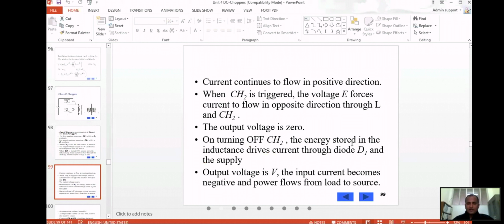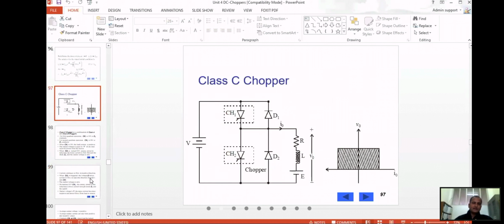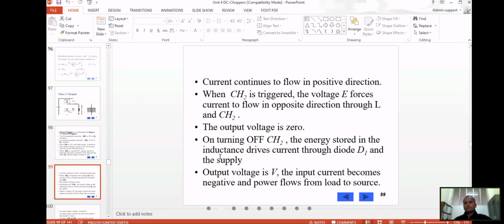So when the chopper CH2 is triggered, the voltage E forces the current to flow in the opposite direction through L and CH2. So when this is conducting, it will try to flow in the opposite direction. The output voltage is equal to 0 in this case. On turning off CH2, whatever energy is stored in the inductor drives the current through diode D1 and the supply. So the output voltage is V, the load current becomes negative, and power will flow from the load to the source. Power will not flow from the source to the load in this case.